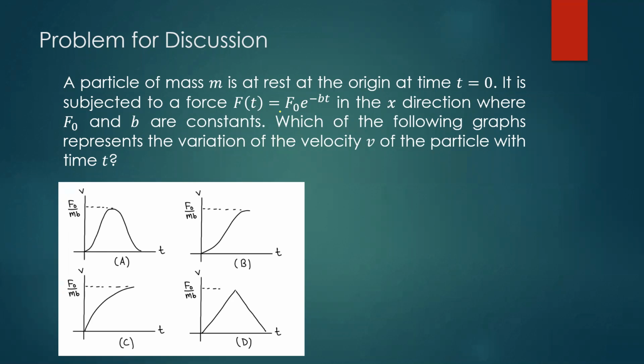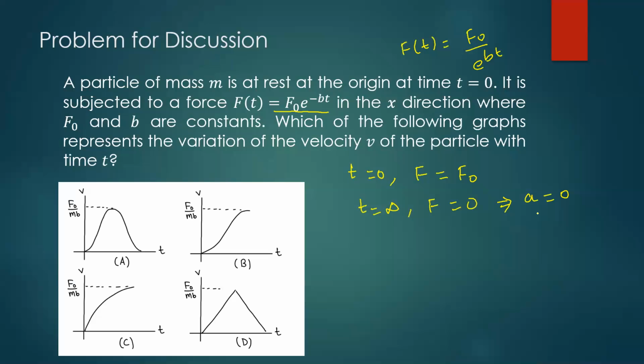Now, let's look at this. It's an exponential function, e to the power minus bt. So that means initially at t equal to 0, the force will be maximum. The force is F naught. Now, after a very long time, t is infinity, the force becomes 0, because this function can be written like this: F naught by e to the power bt. After a very long time, the denominator is a very large value, so the force becomes 0. So you should guess if force is 0, that means acceleration is 0, so the velocity must become constant after some time.